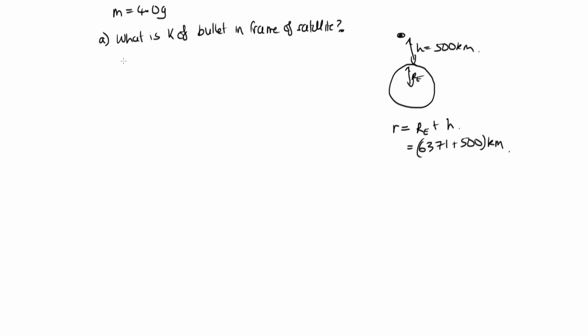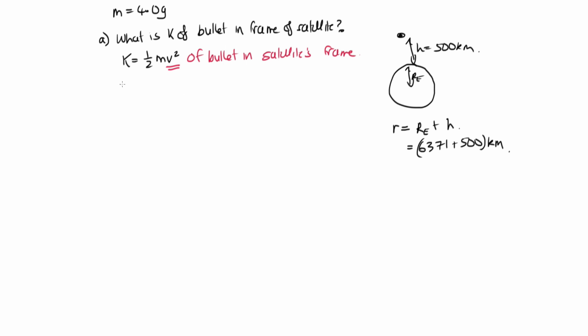Okay, so to work out K, we'll need to go back to our equation that we learned ages ago. The kinetic energy is equal to a half mv squared, but this tells us that we're going to need to know what this v is here, of the bullet in the satellite's frame. So we're going to need to use what we're told in the question to work out the speed of the satellite, and then once we know the speed of the satellite, we know that the speed of the bullet is equal and opposite to that, so then we can get this relative velocity here.